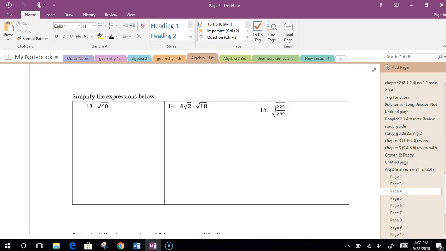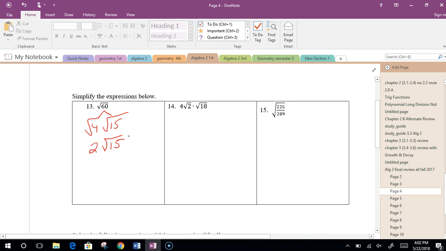So in this set of problems we are simplifying radical expressions. So this is where we will branch these off. We need to find a perfect square that goes into 60. Well, that would be 4 times 15. So if we break that up, we have the square root of 4 and the square root of 15, so we have a final answer of 2 square root 15.